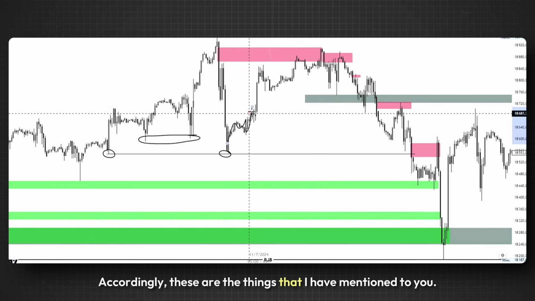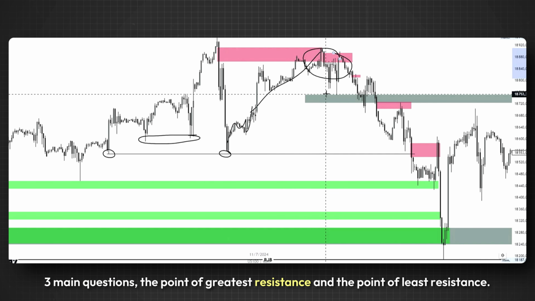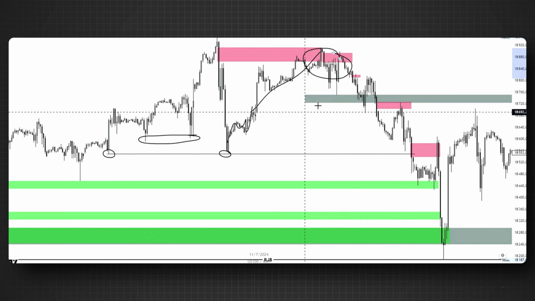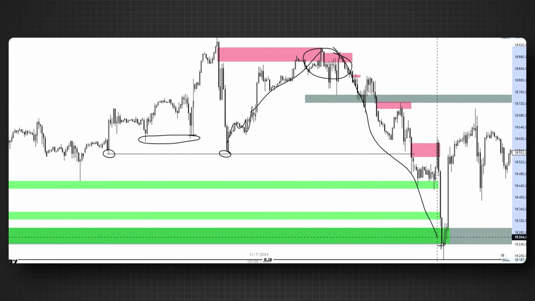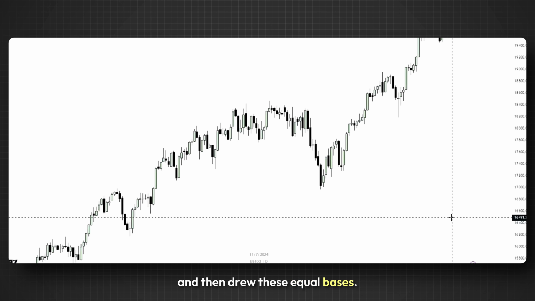Accordingly, these are the things that I have mentioned to you. 3 main questions: the point of greatest resistance and the point of least resistance. Now we will talk about how to enter the market. But again, summarizing, you constantly need to understand where the point of greatest resistance is at the moment when there was this fall and it took off the equal bases here and then drew these equal bases. At the moment this point became this whole zone, this became the zone of the greatest resistance. Why there was a liquidity sweep here, and in principle this is one of the moments. Yes, there could be a gap here, a gap rebalanced, there could be a block here, and so on and so forth. It doesn't matter.